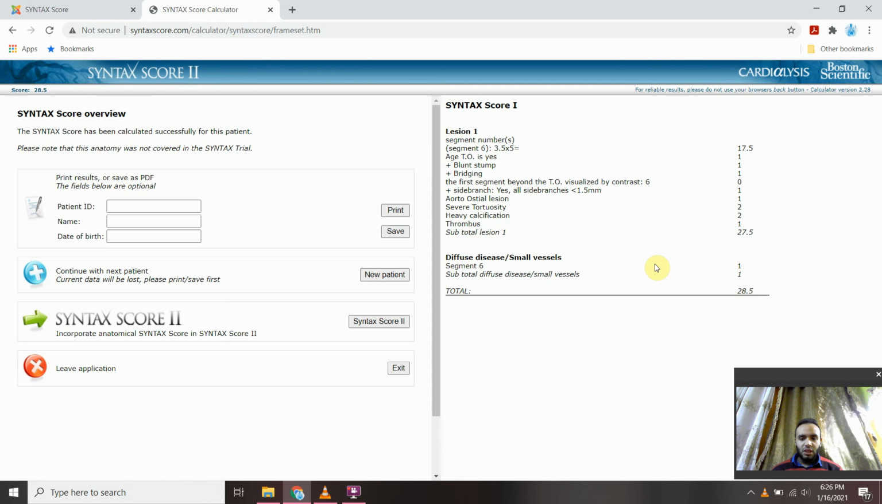So the score would be 28.5. It's intermediate, between 23 to 32. It's an intermediate syntax score.